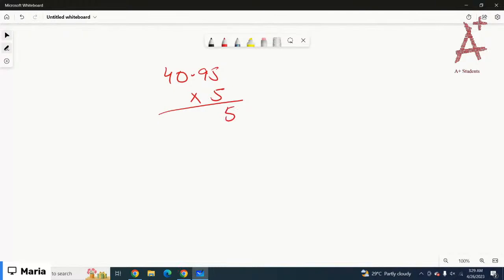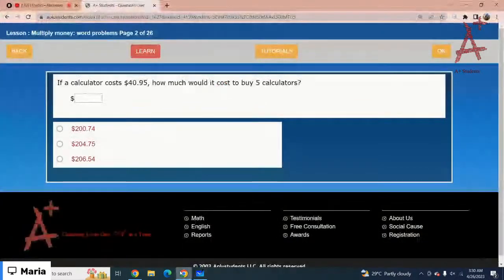Okay, 5 times 5 is 25. 5 and 2 carry. 5 times 9 is 45 and 2 is 47. 7 and 2 carry. 5 times 0 is 0, 0 plus 2 is 2, and 5 times 4 is 20. You need to move the decimal point 2 places left from here to here. It would be $202.75. Got it? It is 204.75.